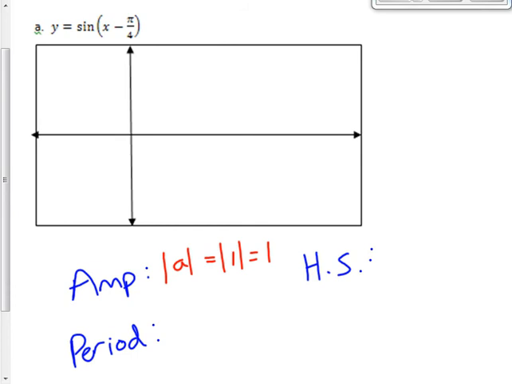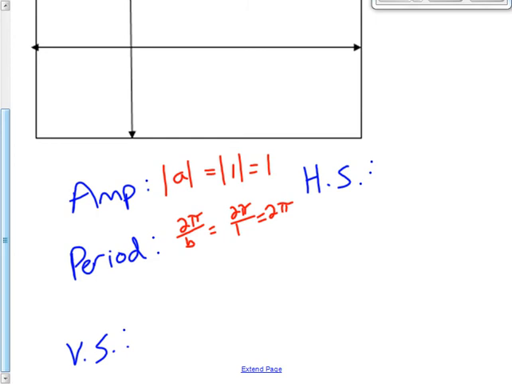The period is 2 pi divided by b. And so I have 2 pi divided by the number in front of the x, or the theta, whichever symbol we're using for that. And so I've got a 1 there as well. And so this goes in 2 pi. Okay, perfect.